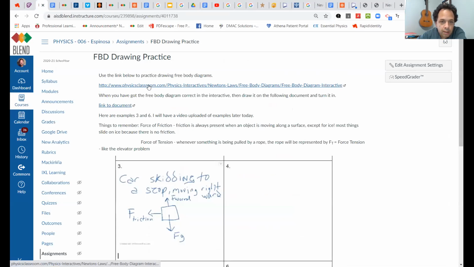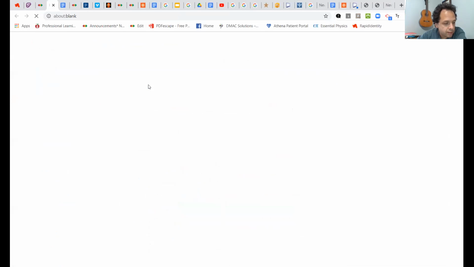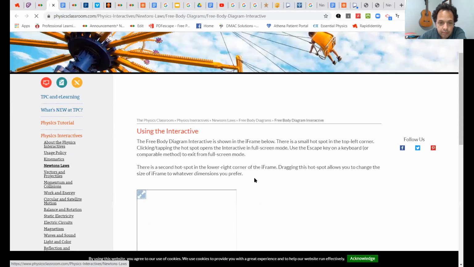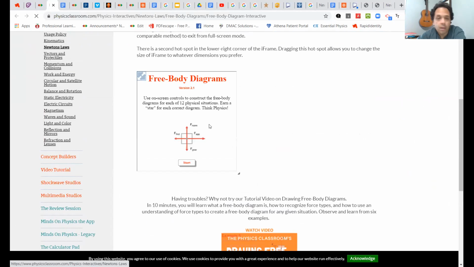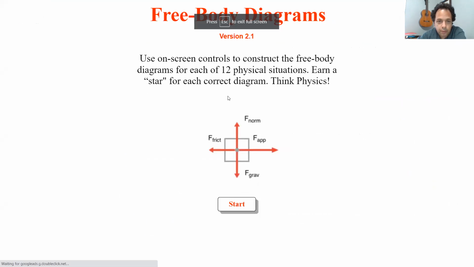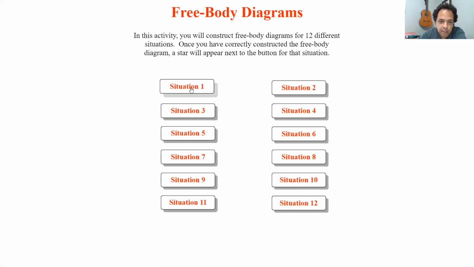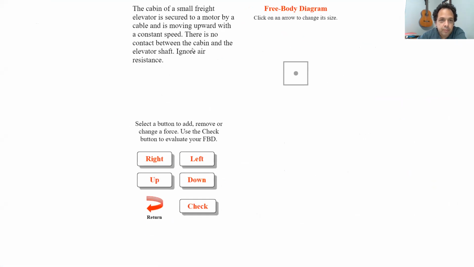So we're going to click on the interactive part. And we're going to make this big. You click this big double arrow and it gets larger. And here we see an example of a free body diagram. Each time you get one correct, you get a star for that exercise. So let's start with number 1.